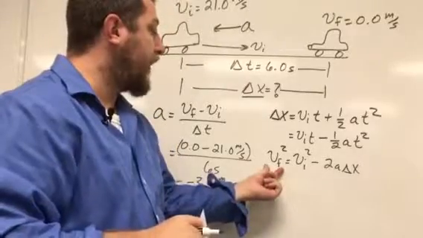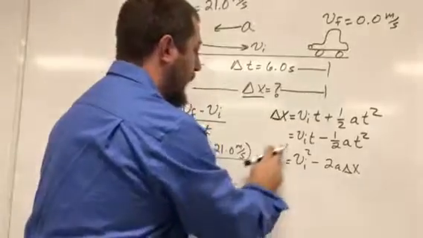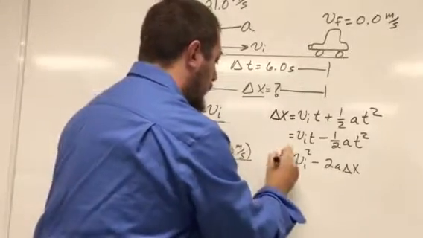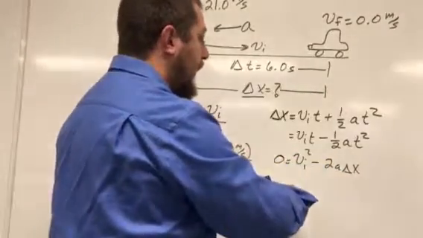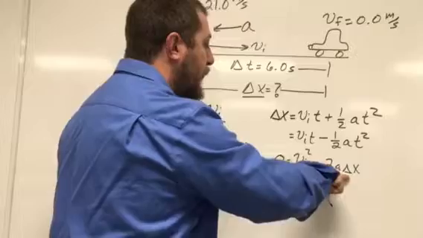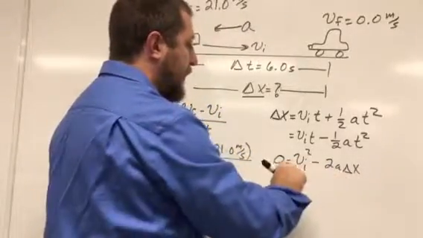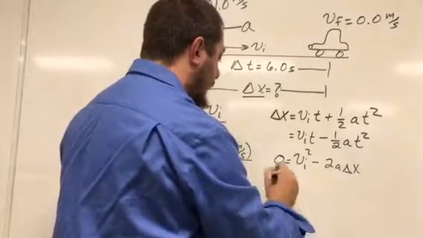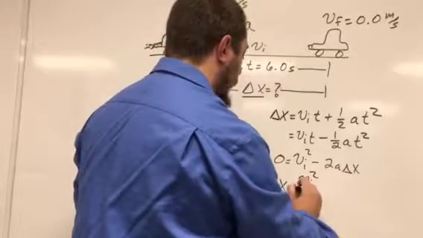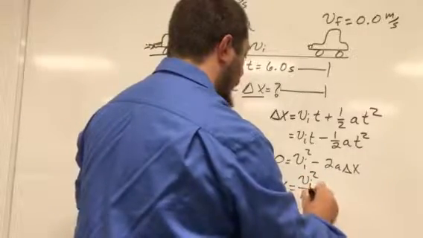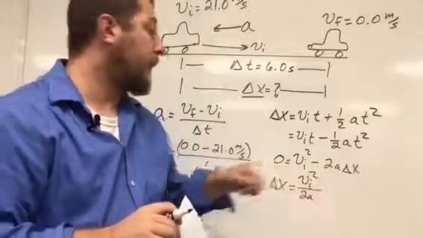But I note, one thing I can do is note that my final velocity is 0, so this term goes away. And now if I solve for delta x, I can do as I've done before, but this time I move the negative 2a delta x, I add 2a delta x to both sides, and I'm going to get the final result. I'll just write it down. The final result is delta x equals vi squared divided by 2a, and my a here is going to be positive because I've already taken the negative sign into account right here.